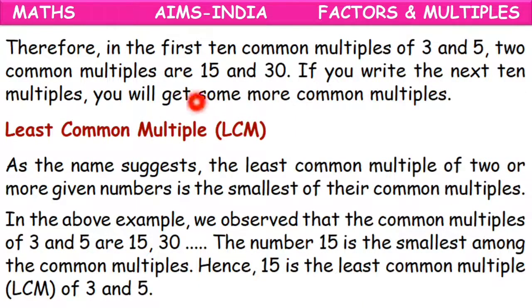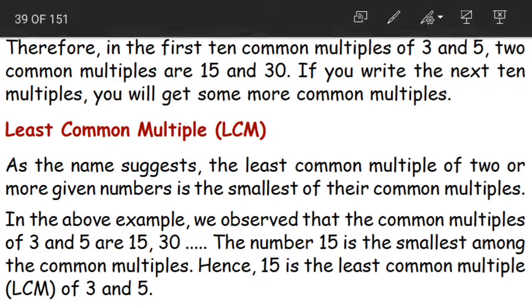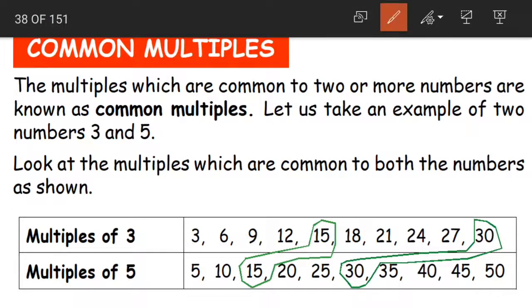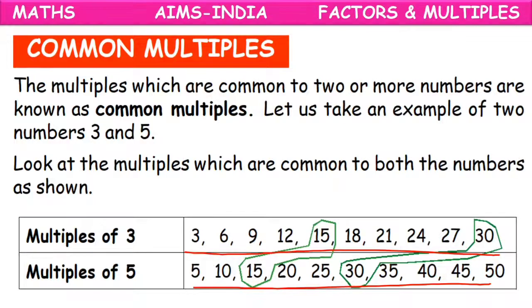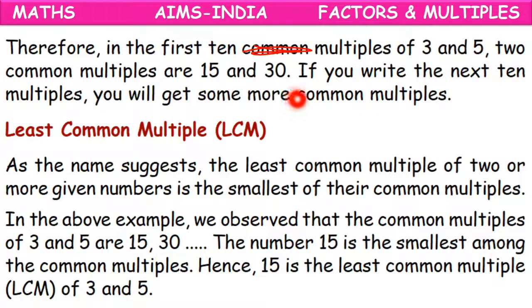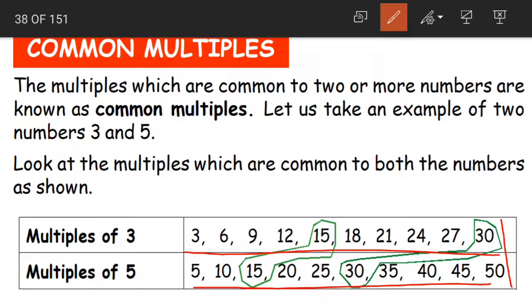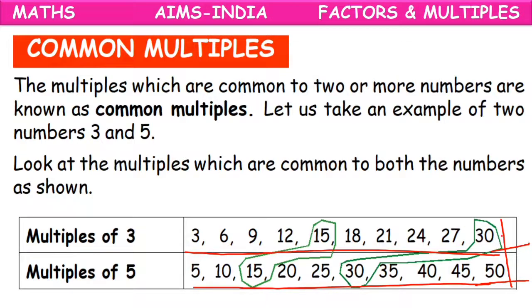Therefore, in the first 10 multiples of 3 and 5 that we wrote, two common multiples are 15 and 30. If you write the next 10 multiples, you will get some more common multiples. We have stopped at 10 here. If you continue to write a few more multiples, then you will get a few more common multiples as well.